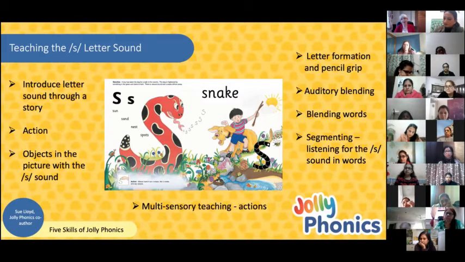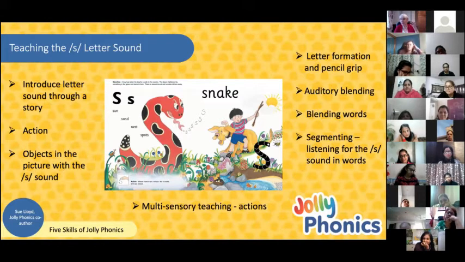And some will hear it, but most of them, no. Can you hear a S in snake? And then you get more yeses. And then can you hear a S in dog? And some of the children will say yes, and you realize you haven't got there. But you are tuning their ears in. It's so important to tune them into hearing those sounds.